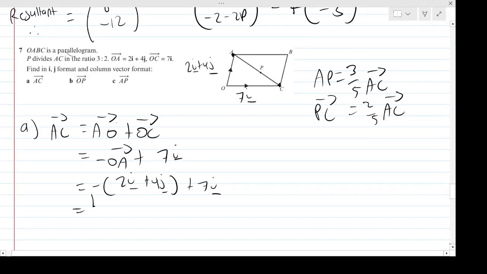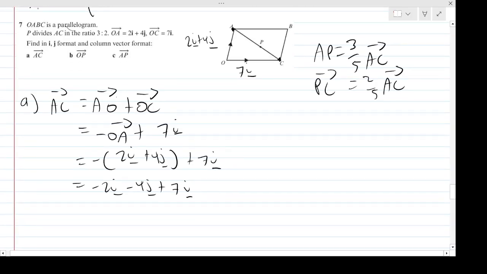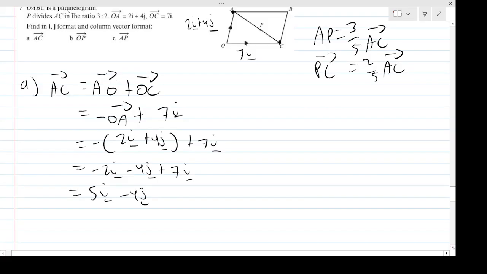So then if we expand this bracket, we're going to get minus 2i minus 4j plus 7i. So minus 2i add 7i, that'd be plus 5i. And then minus 4j. And there we are. So that's the vector AC. It says to give it in ij format, which is what we did, and as a column vector. So very simply, as a column vector, that's going to be 5, minus 4.